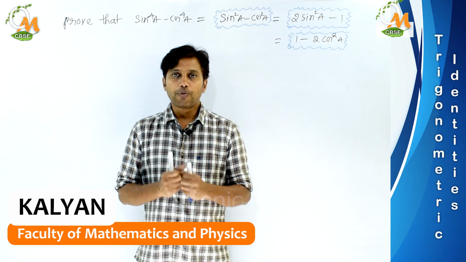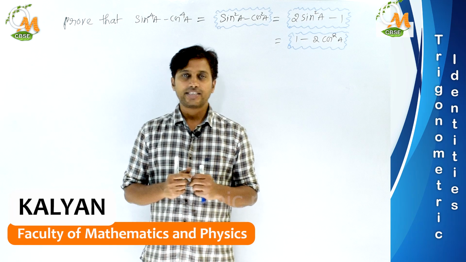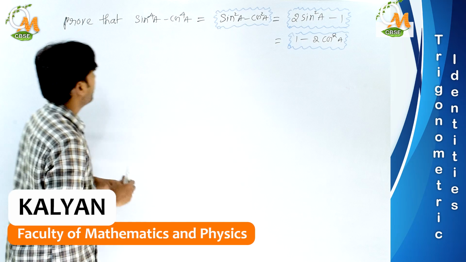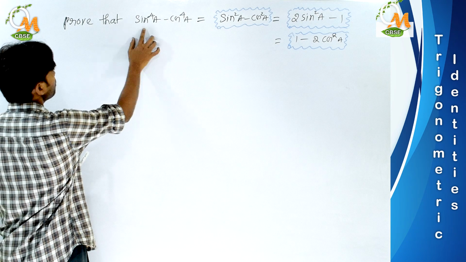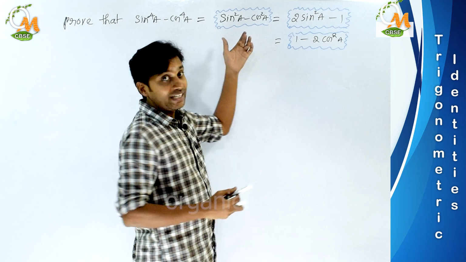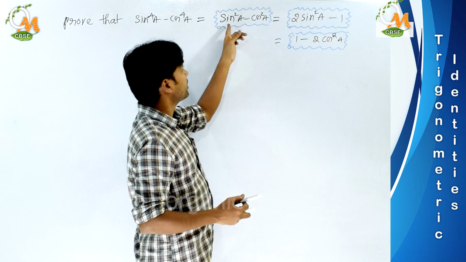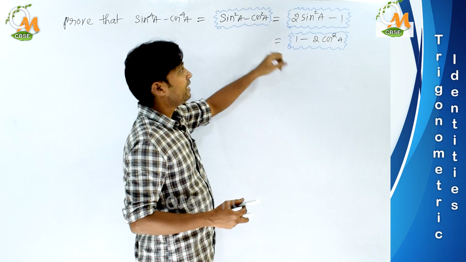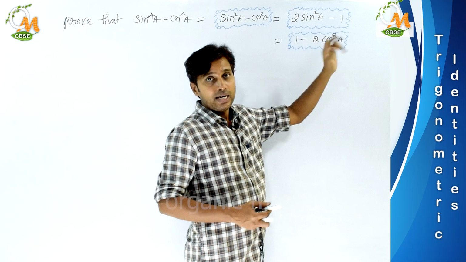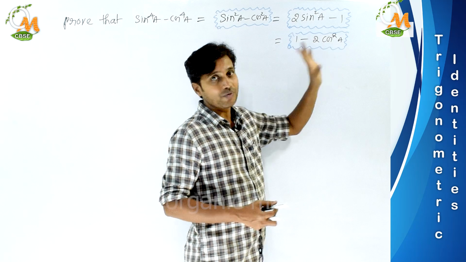So let us see one more problem based on trigonometric identities. This is also a very simple problem and a very short one. What is it, let us see. We need to show that sine power 4a minus cos power 4a is equal to three results. One result would be sine square a minus cos square a, the second result would be 2 sine square a minus 1, and the third result would be 1 minus 2 cos square a.